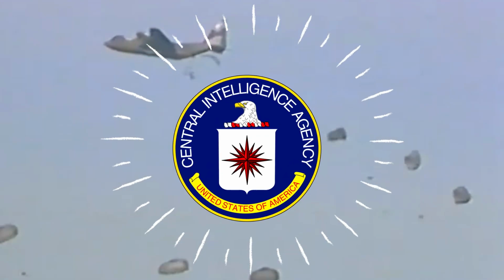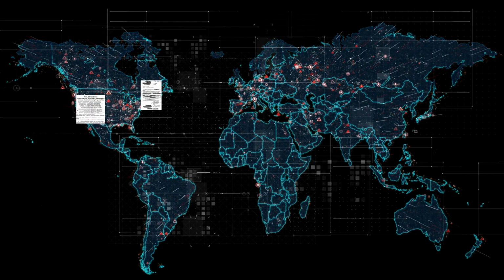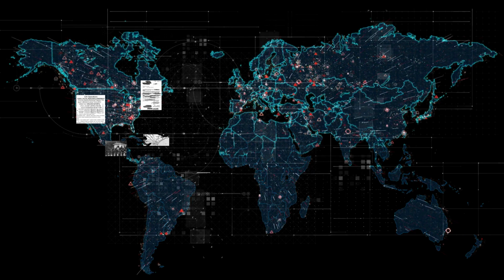This is the CIA, known for manipulating the world and shaping the world to its image. In this episode, we're looking at how it manipulated Americans and Europe.